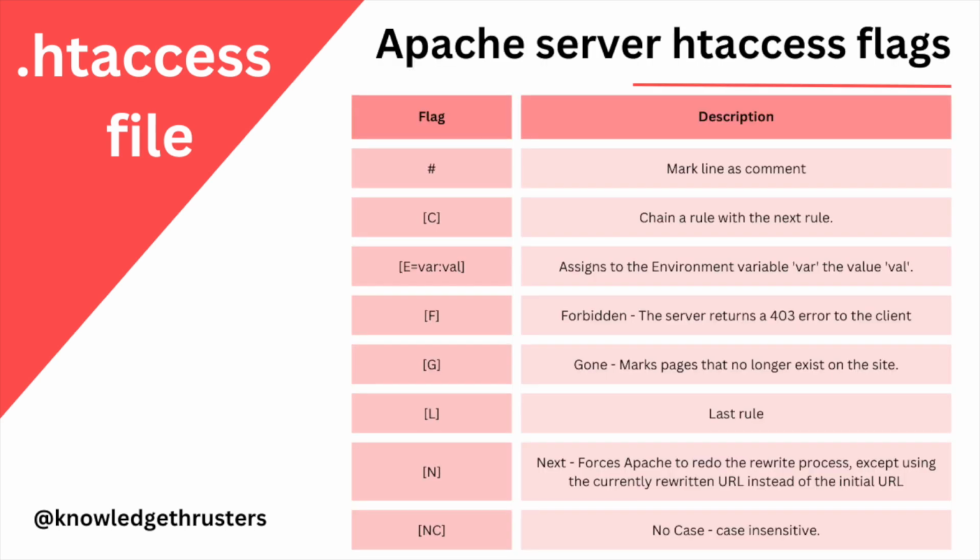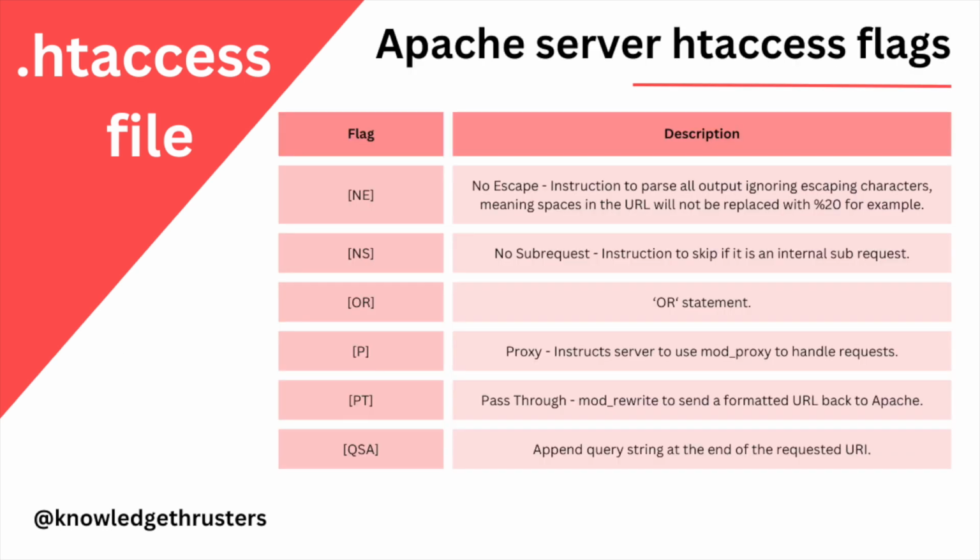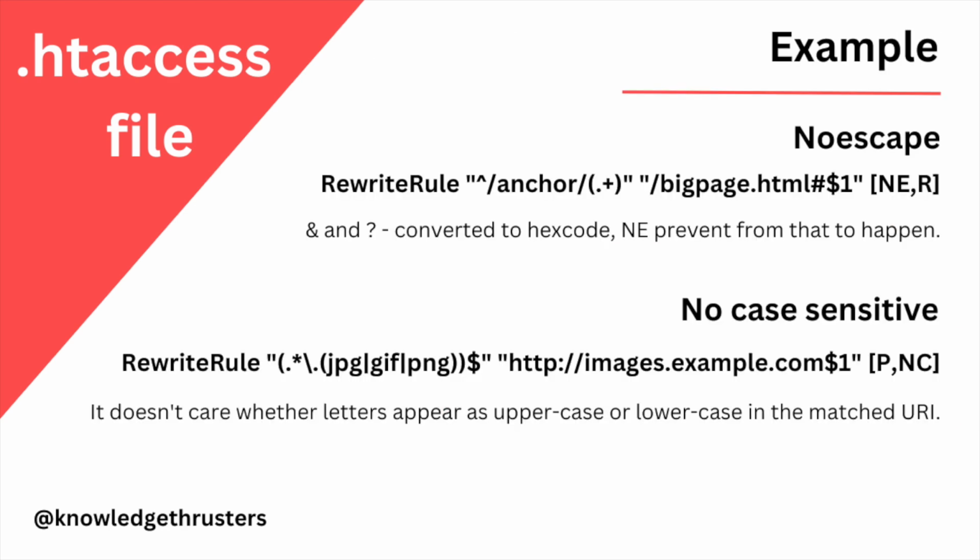So next is NC, that is no case sensitive. This will check and doesn't care whether letters appear as uppercase or lowercase. So it will match case insensitively. Next is NE, that is no escape. By default, special characters such as ampersand and question mark, if they are present in the URL, are converted to their hex code. NE prevents that from happening. So if you have any space, that will not be converted to %20.